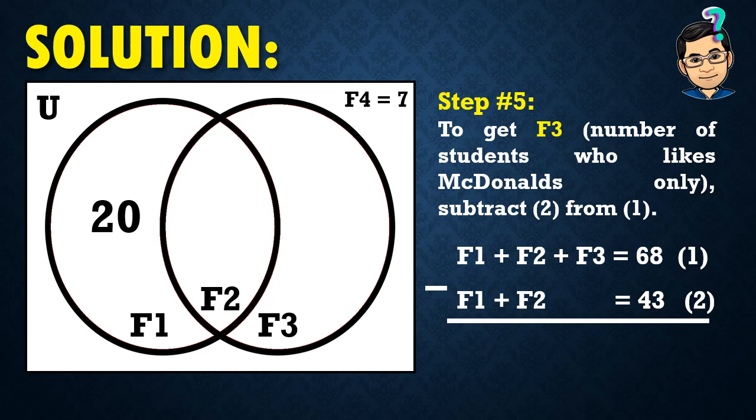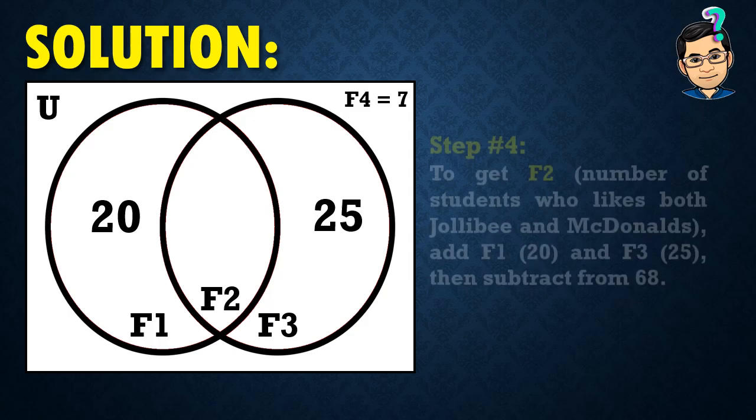Okay, so ayan, makikita nyo sa screen. Yung F1 plus F2 equals 43. And then, kapag minus natin yon, makakancel of course F1 tsaka F2. And then, bring down F3. Tapos, 68 minus 43, that is 25. There are 25 students who likes McDonald's only. Walang Jollibee, kahalo, McDonald's lang.